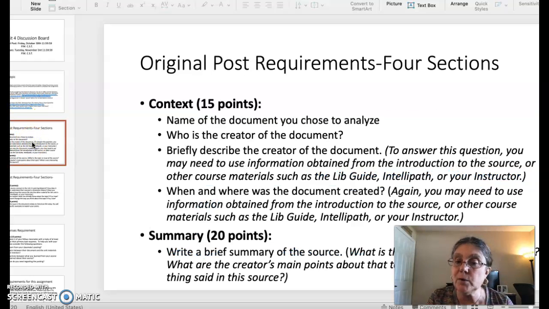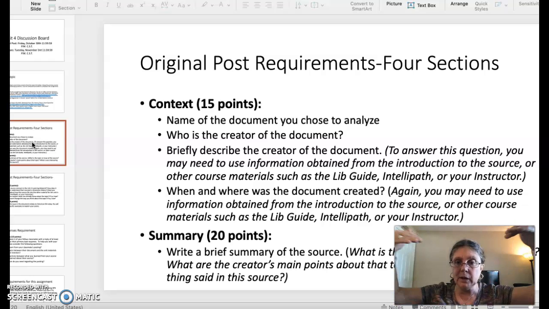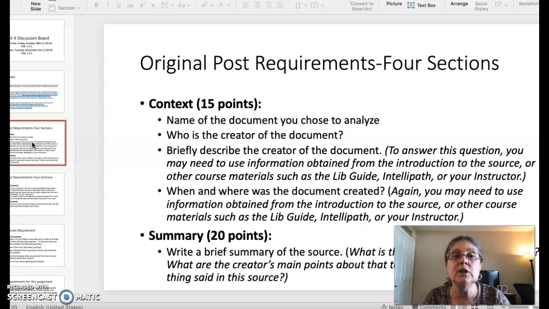Okay, so your original post, which will be due October 30th, is broken down into 4 sections this time. You had 3 sections in Unit 2 DB. What you have to understand about Unit 4 DB is it's very similar to Unit 2 DB. We're just building on what we did in Unit 2 DB. Okay, so the context section, very similar to Unit 2 DB. Name the document you chose to analyze. Who's the creator of the document? Briefly describe the creator of the document. When and where was the document created? That's the context section worth 15 points. Very similar to Unit 2 DB.